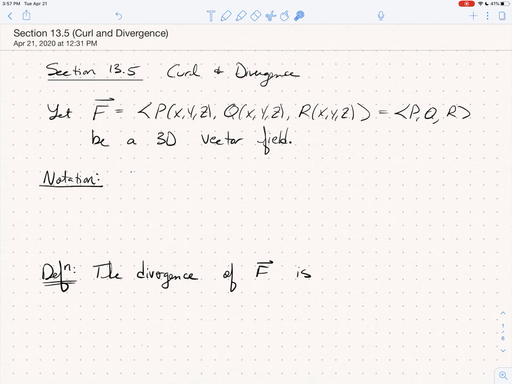So with that said, let's dive in. So we're going to be talking about the curl and the divergence of a vector field. These are operations that you can do on a vector field. Some notation that I want you to be aware of. So first off, this symbol is called the del operator, and I want you to think of it as partial x, partial y, and partial z. It's a symbol that we're going to use just to keep some formulas straight.